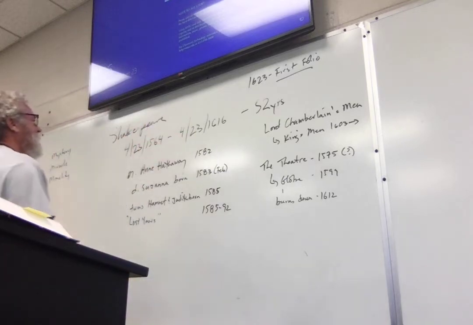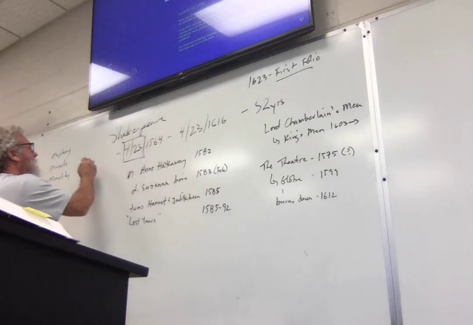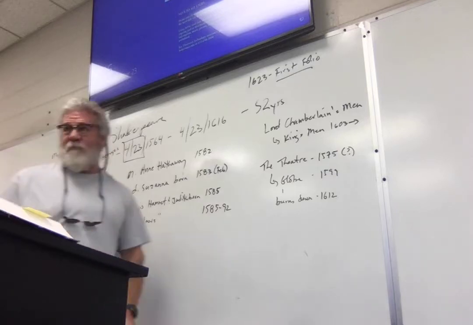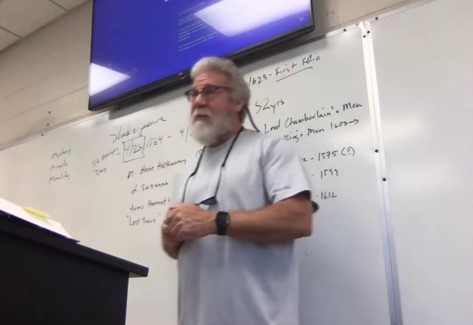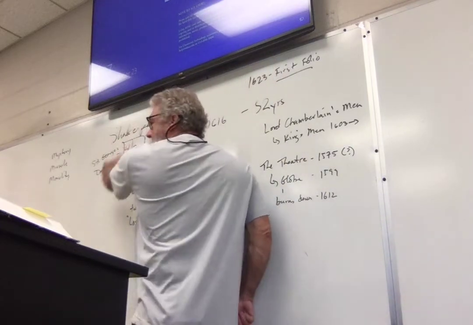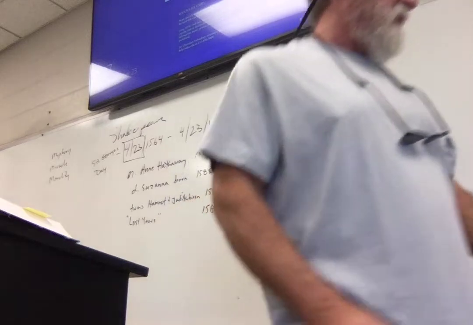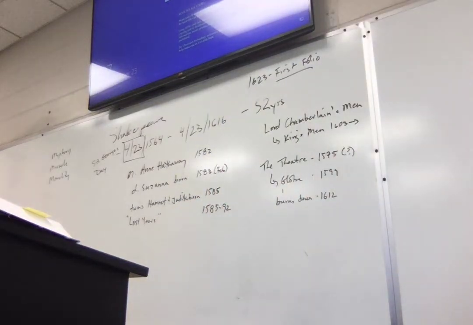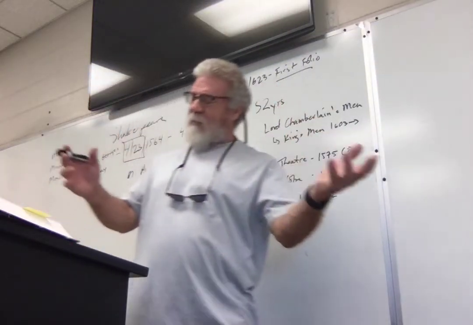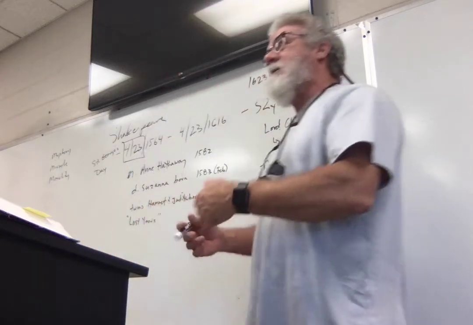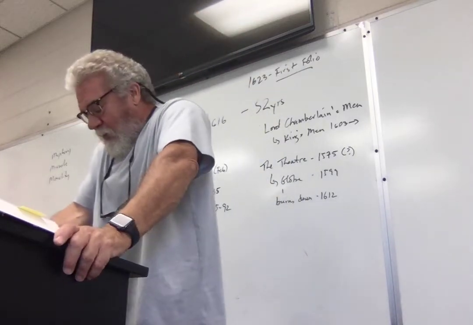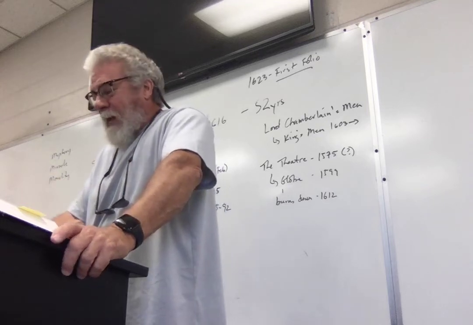April 23rd is also in the church's calendar St. George's Day. St. George is the patron saint of England. So again, there's a nice kind of balance there, because you have the greatest writer in the English language possibly being born on the day dedicated to the patron saint of all of England. So he's born in 1564, probably April 23rd.